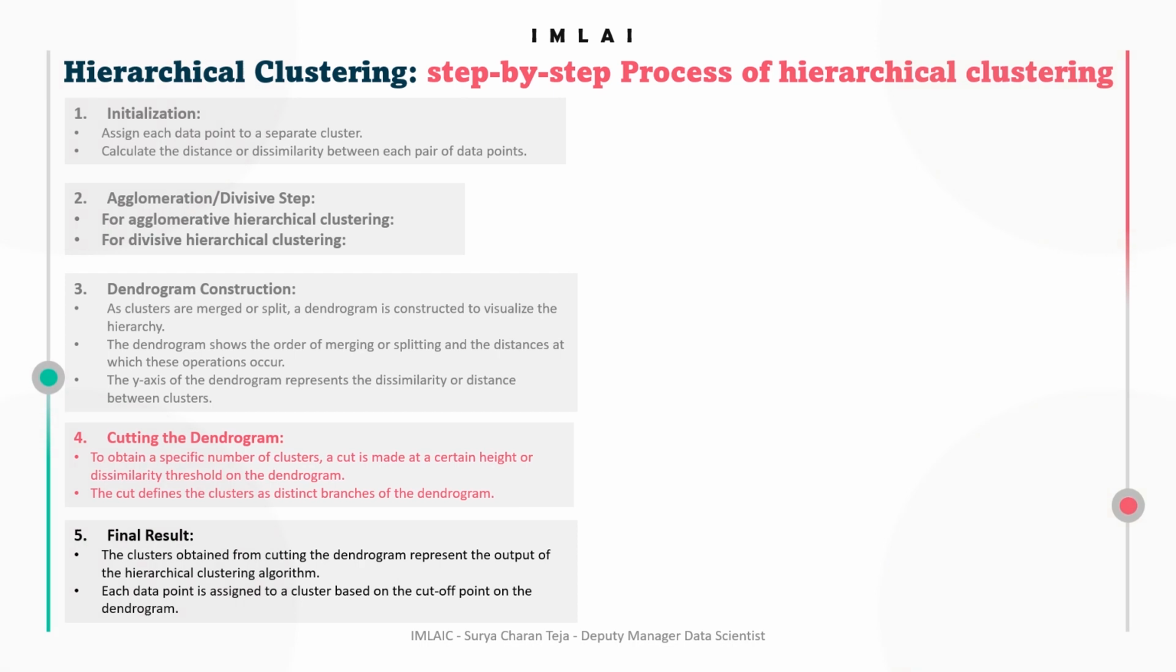Step 2 and step 3 are done. That's dendrogram construction. Now it's time to get into cutting the dendrogram into clusters. To obtain a specific number of clusters, a cut is made at a certain height or dissimilarity threshold on the dendrogram. The cut defines the clusters as distinct branches of the dendrogram.